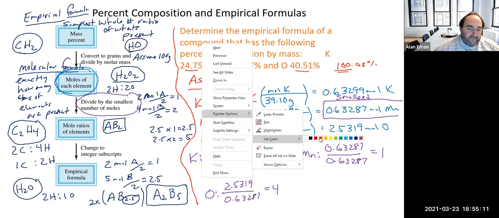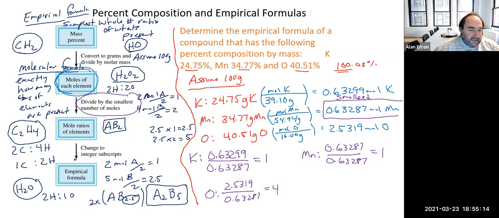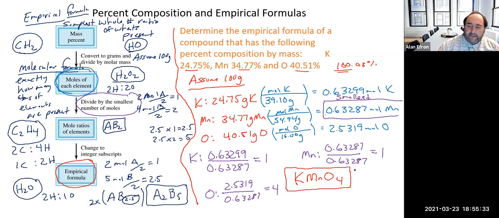So now that we've divided by the smallest, that gives us really the moles of each of those. And since they are all whole numbers in this case, we have just made our empirical formula. It would be KMnO4, which is potassium permanganate. So this is the step to calculate the empirical formula.